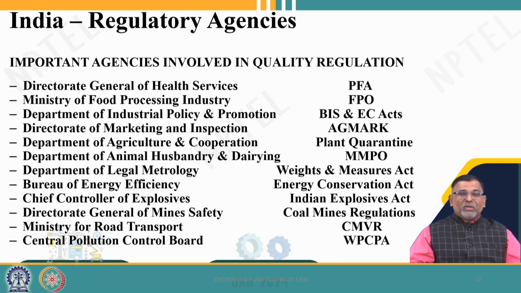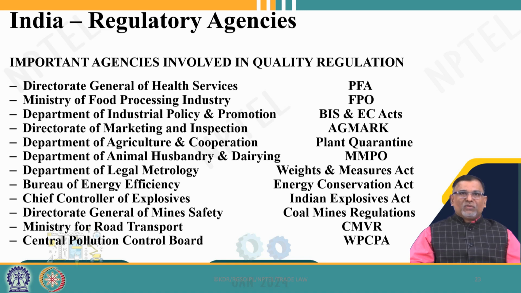And if you look into regulatory agencies, this is a huge problem. There are multiple agencies involved in quality regulation. And in the beginning of this class, we said that per year, one country, the United States, rejects more than 3000 consignments. Even with so many regulatory agencies, or quality regulation agencies, why are these products rejected?